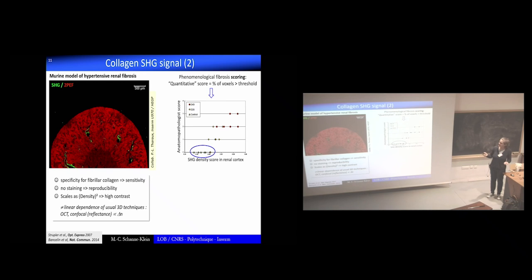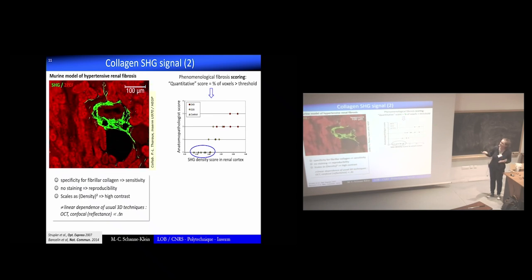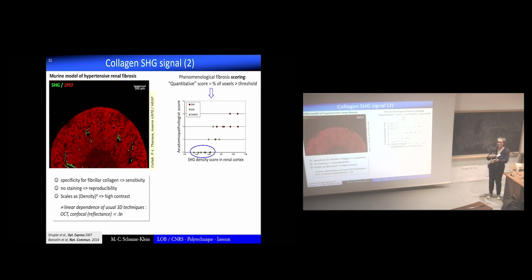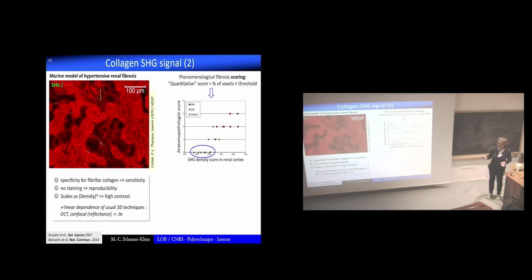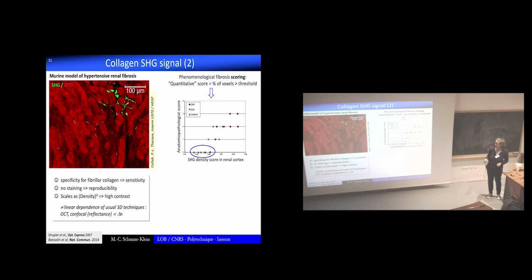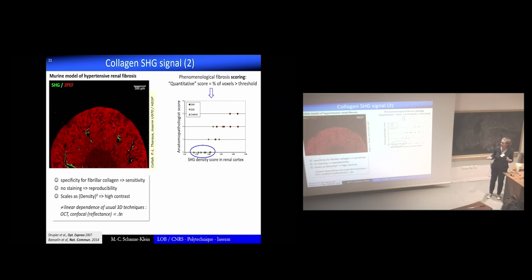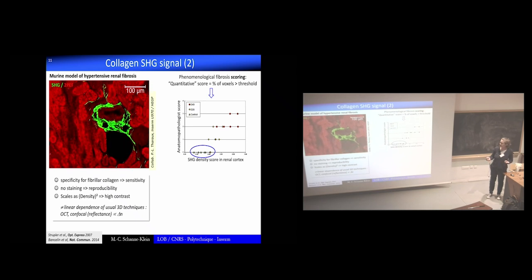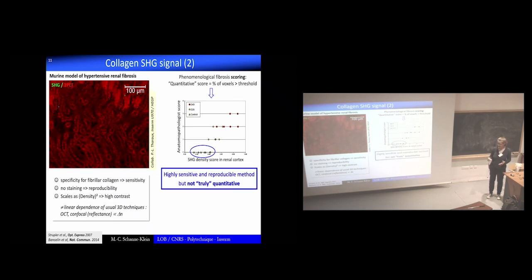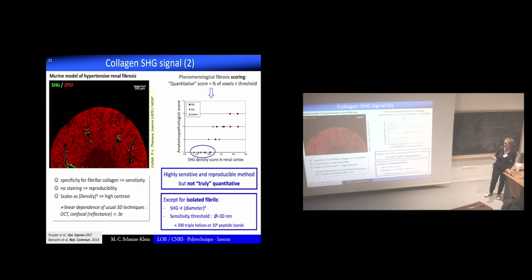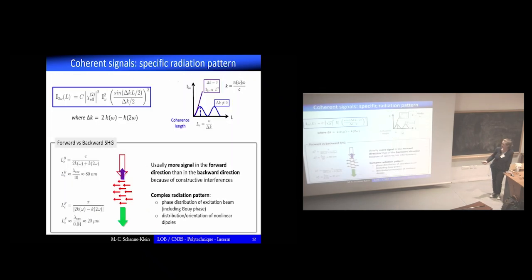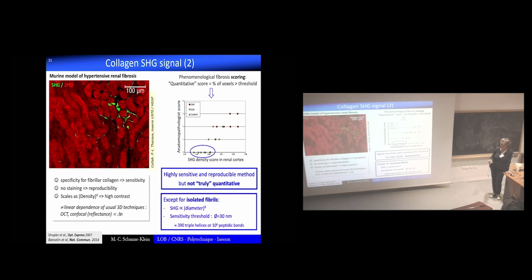Still, we can have some phenomenological scoring of the quantity of collagen just by looking at the percentage of voxels that have a significant signal, and it's highly sensitive. It's highly sensitive because second harmonic is really highly specific to collagen, so there is almost no background noise. So that's the main advantage of this technique, and also no staining, so it's highly reproducible. And also, as it scales as the square of the density, the contrast is very high, compared to, let's say, OCT or reflectance confocal microscopy. Still, it's not perfectly quantitative, except when we look at isolated fibers. In isolated fibers, we have verified experimentally and theoretically that it scales at the fourth power of the diameter.